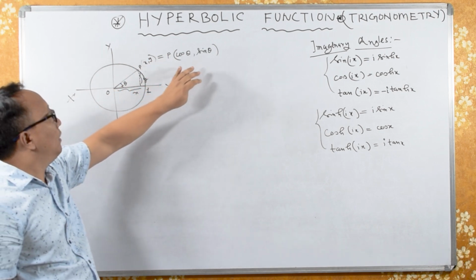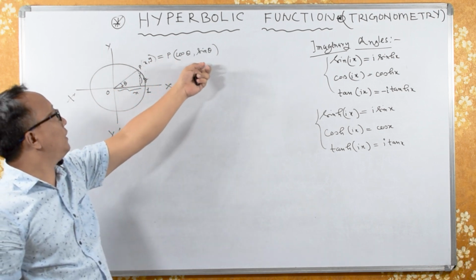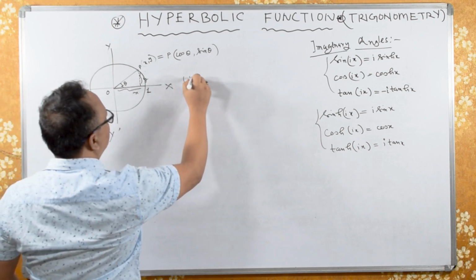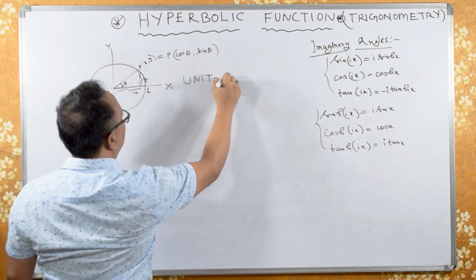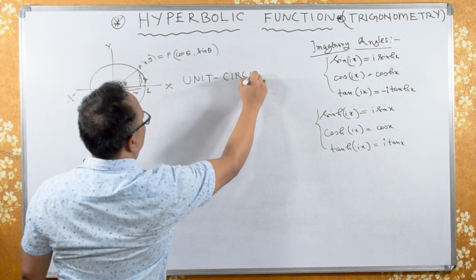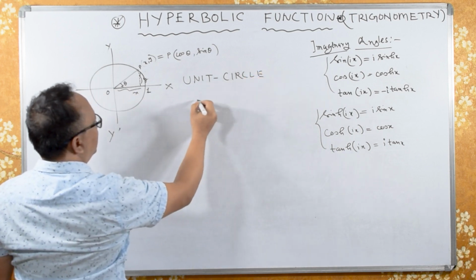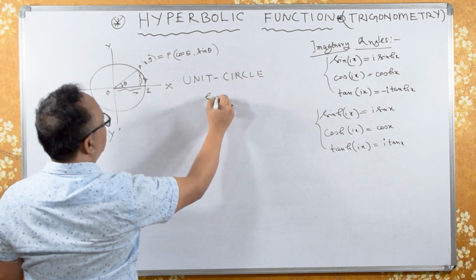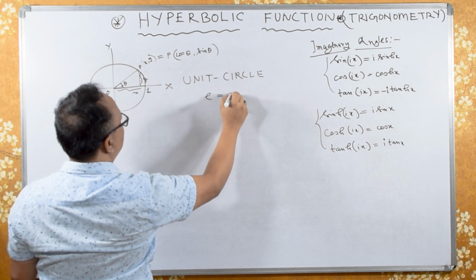Here all trigonometric functions are based on what? The unit circle, where the eccentricity is 0.